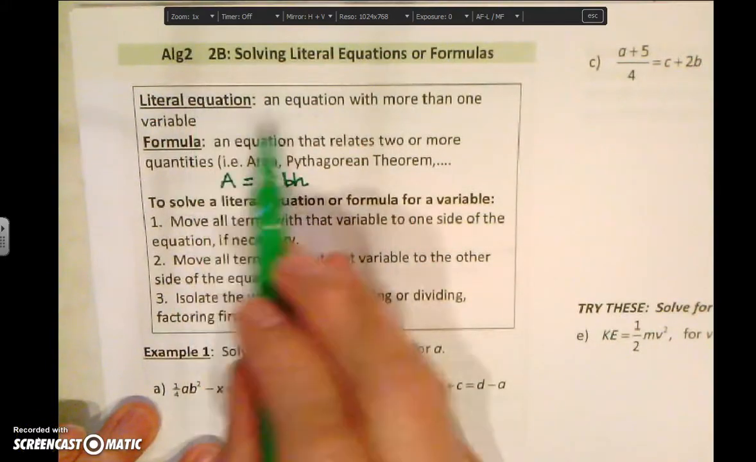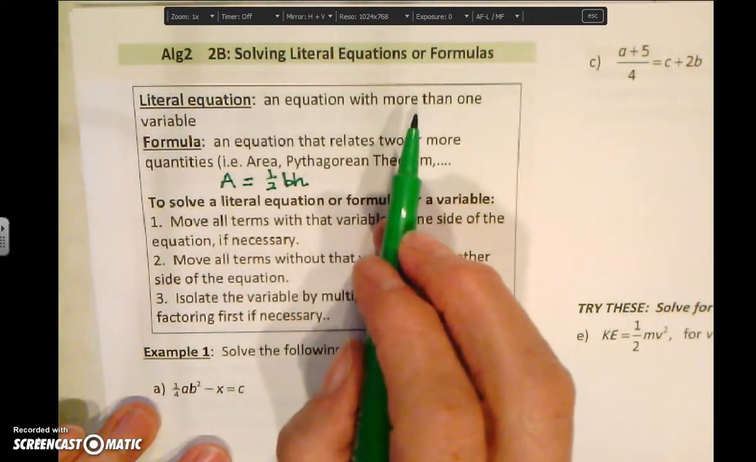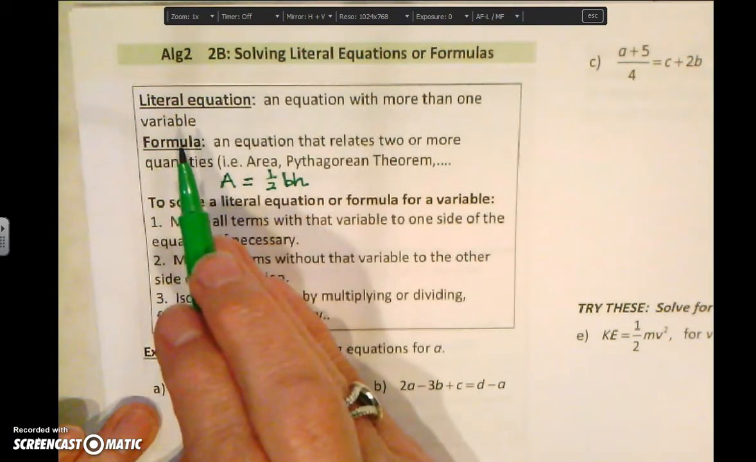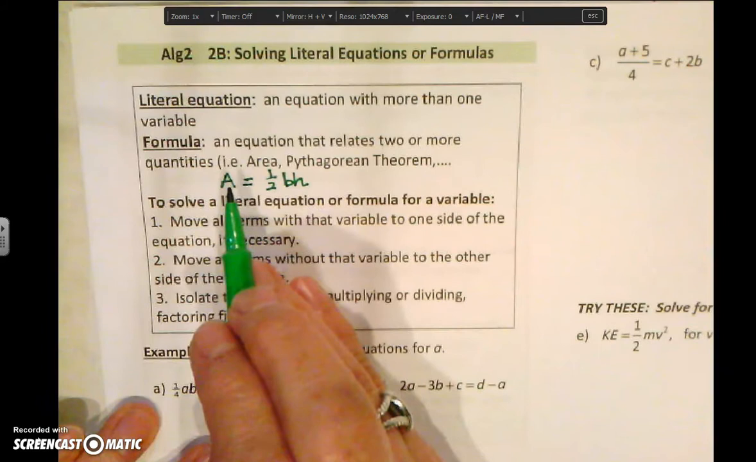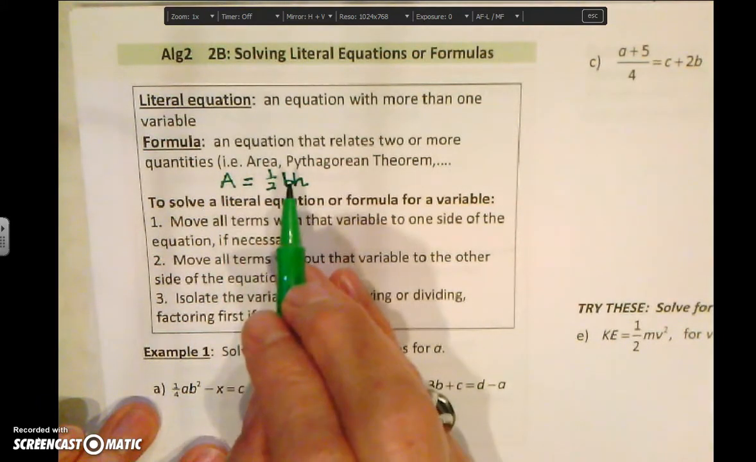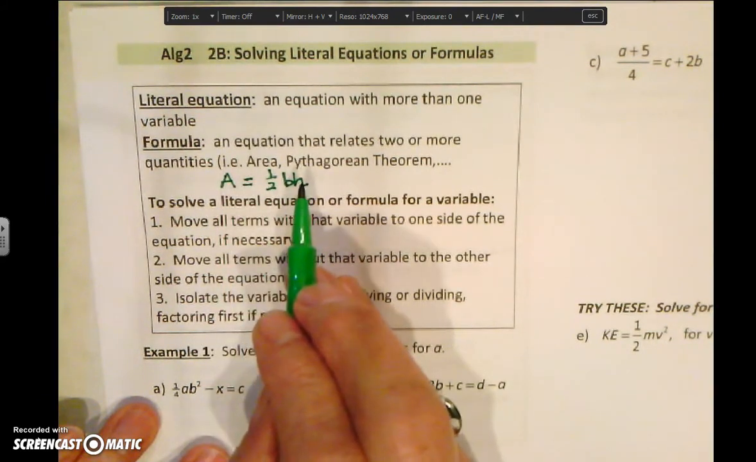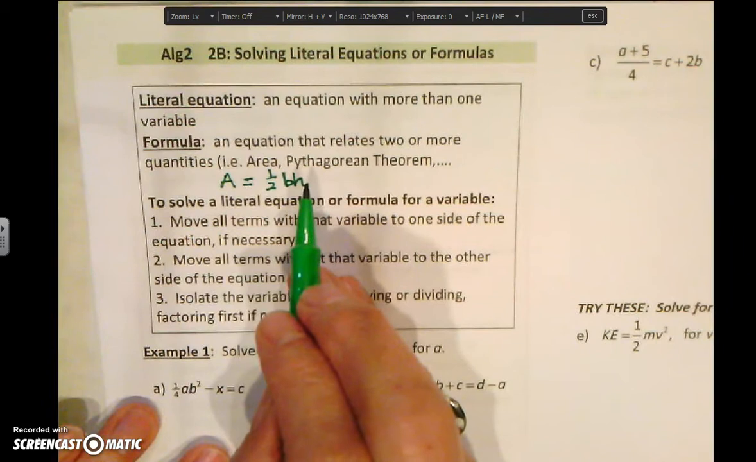A literal equation is an equation with more than one variable, and you'll often see that with formulas that you're familiar with. For example, the area formula for a triangle: area is equal to 1/2 base times height. You can see we have more than one variable in it. We actually have three here, don't we?